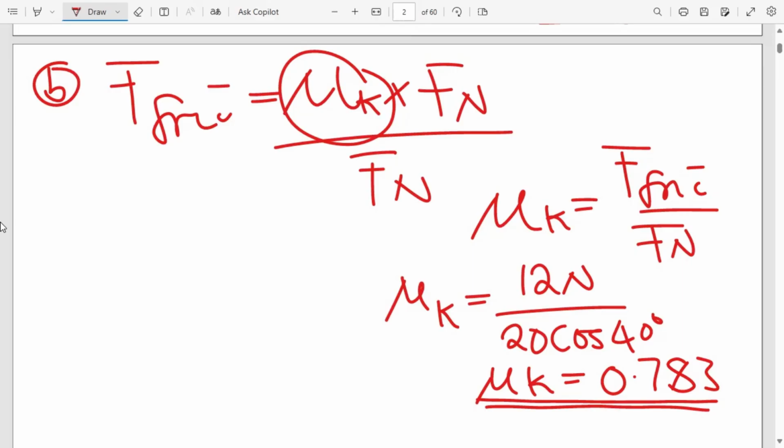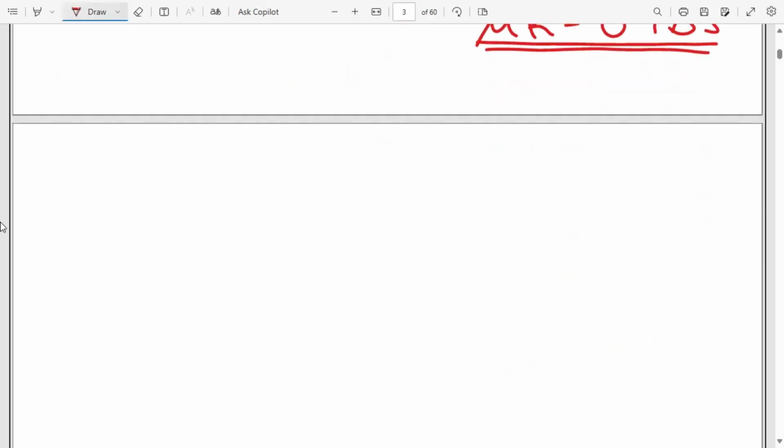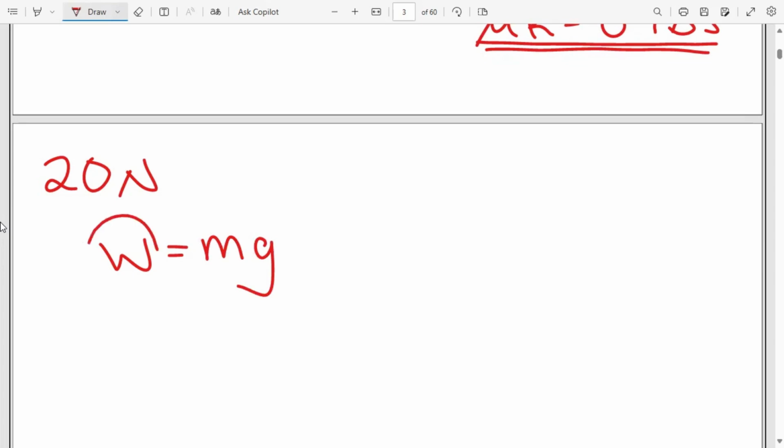We can go to the last question, which is part C, which is saying we should calculate the mass of the block. So they've given us the weight of the block already. It's 20 newtons. And weight is equal to mass multiplied by gravity. So if we have this value, we know the value of gravity, we can calculate the mass.